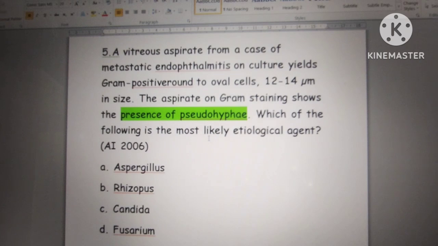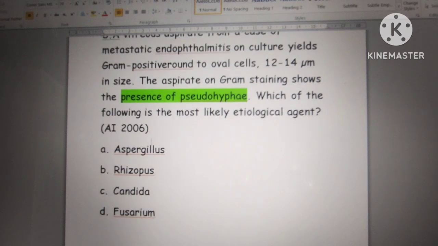There are some key points for the others. For Aspergillus, there will be a clue like septate hyphae and dichotomous branching at 45 degrees. Either septate hyphae or dichotomous branching will be there. For Rhizopus, there will be a history of a DKA patient, that is diabetic ketoacidosis, and in microscopy they will give aseptate hyphae, whereas Aspergillus is septate. And for Fusarium, they will give sickle-shaped macroconidia. With these points, you can easily rule out the other fungi.